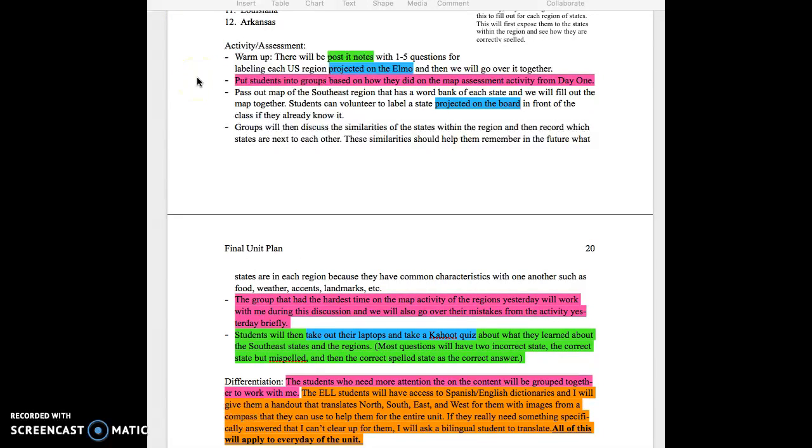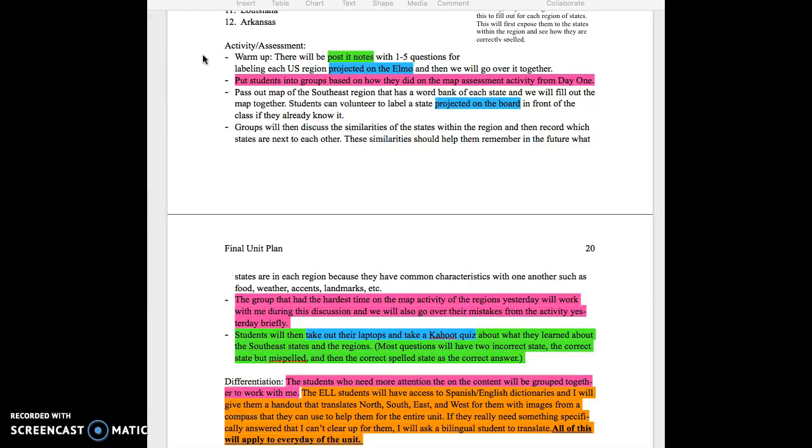There'll always be a warm-up of some sort. For day 2, it's going to be a post-it note, and it's going to be going over labeling the regions that they learned yesterday, and then we're going to be going over it together on the Elmo. Every day it might differ a little bit, but it's always going to be recalling what they learned the day before and what they learned in previous days.